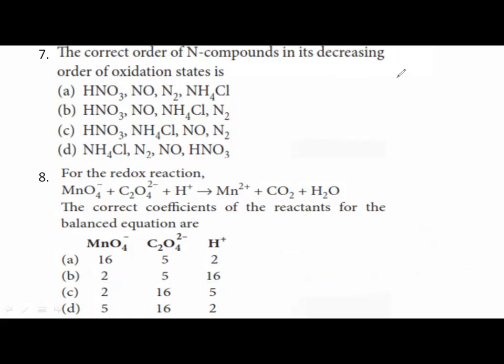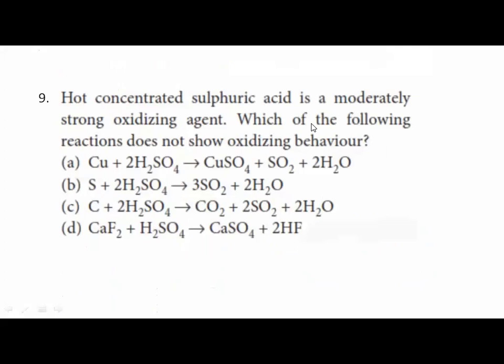Either go by the oxidation number method or go by the half reaction method, you will get the same option. Okay. Next, hot concentrated sulfuric acid is a moderately strong oxidizing agent. Which of the following reactions does not show oxidizing behavior? Where the oxidation number remains the same, that will not show oxidizing behavior.